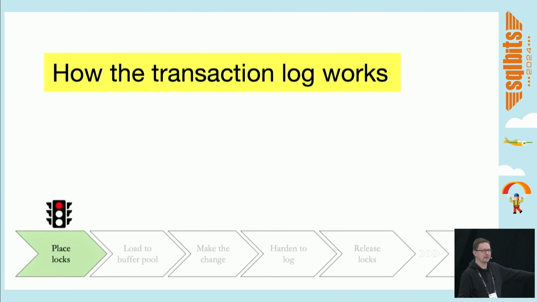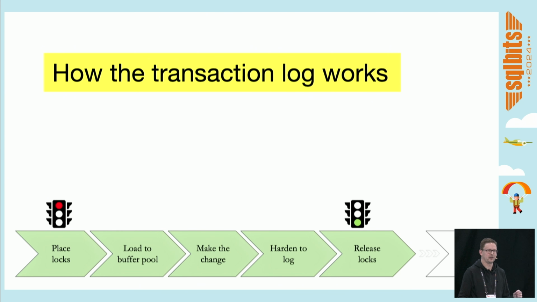This is how the transaction log works. The transaction log keeps track of everything, all of the changes you make in the database. When you make a change, the process is you place locks, like I'm going to change this row, hold my beer. You read the data up into the buffer pool, or memory as it's known to normal people. You make whatever change you're going to do in memory. You write that change to the transaction log, which is called hardening. And then you release the locks and say, I'm done.